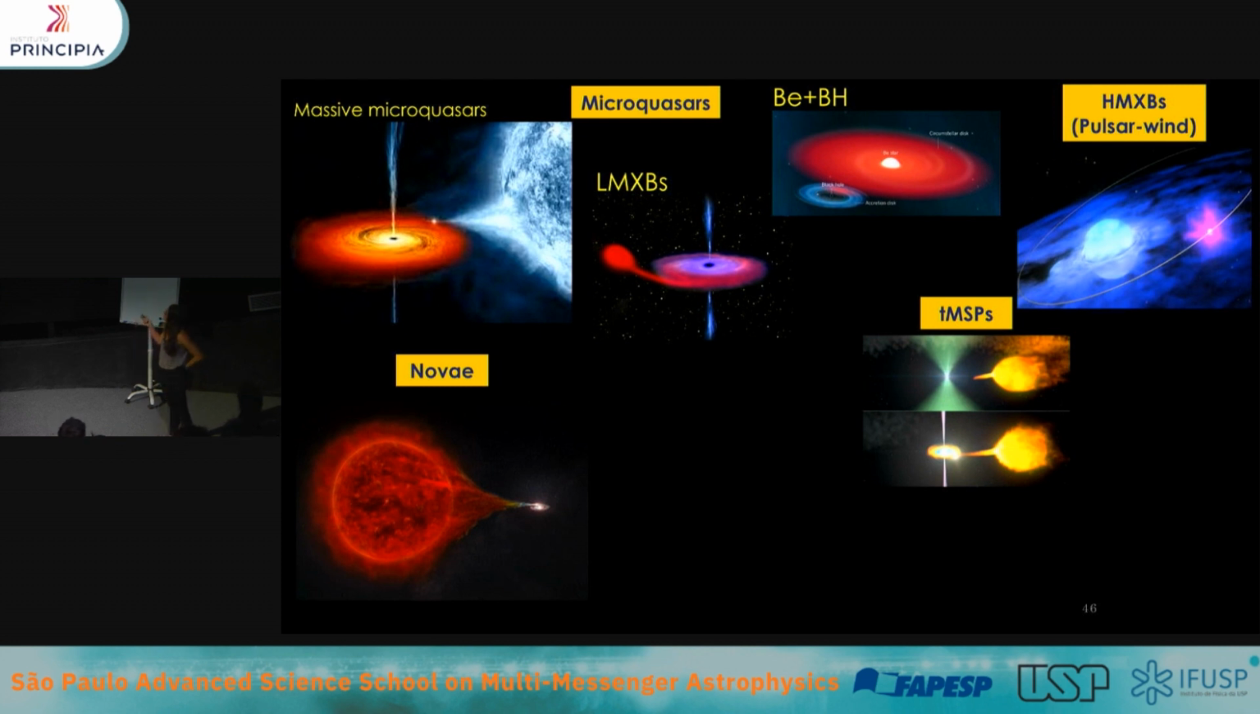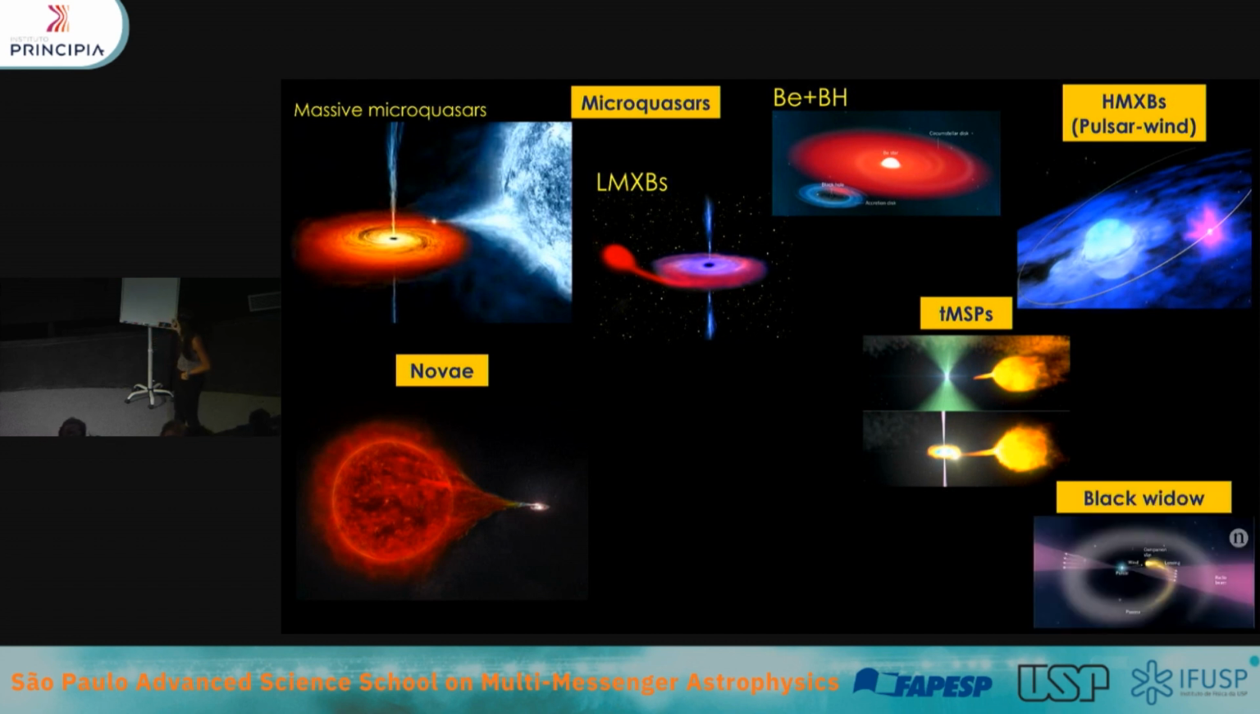So Fermi, as I said, has detected three of them when they are in this phase. In this phase, for the moment, there is no detection. Then there are other systems like these black widows, in which you have a pulsar and a companion star that is kind of orbiting in a spiral orbit towards the pulsar, and the pulsar is ripping the companion star away.